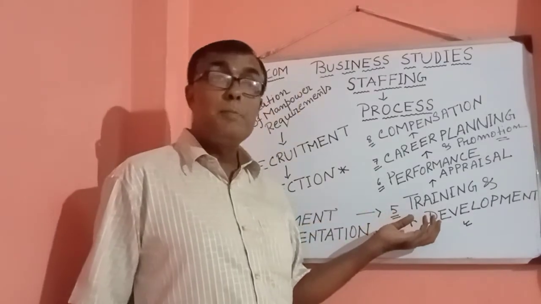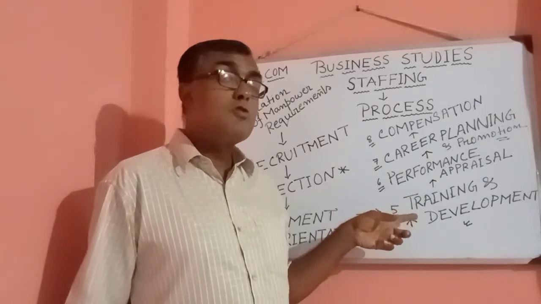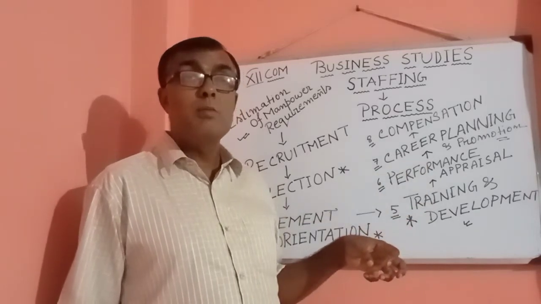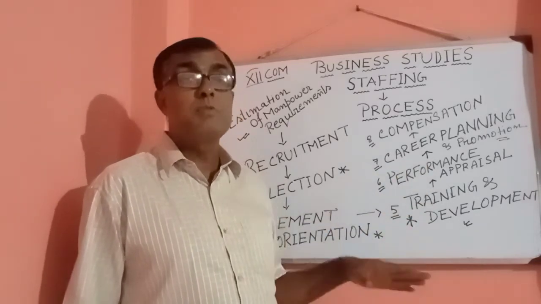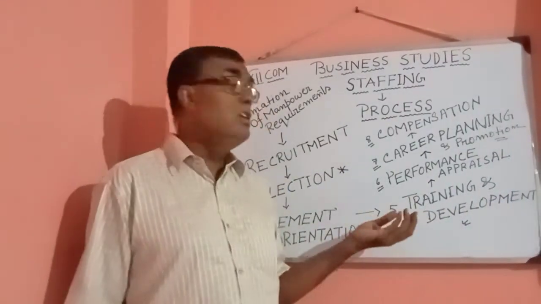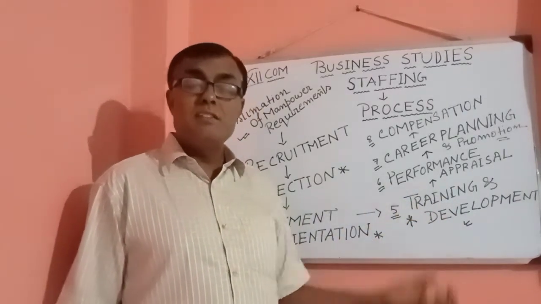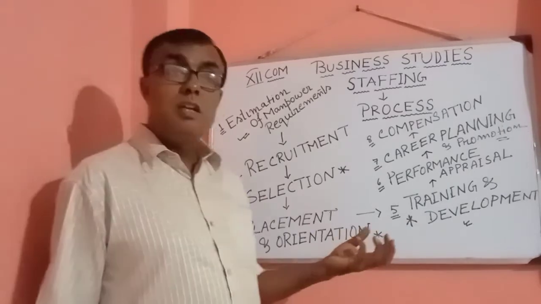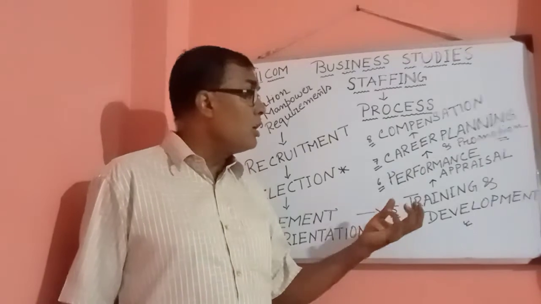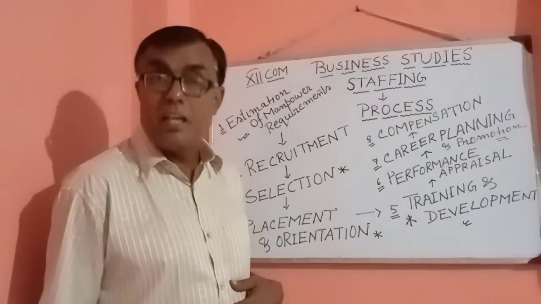After this, very much important, training and development. As a human resource manager, you should provide the proper training program. There are different types, on-the-job training, off-the-job training. You know very well that training ultimately leads to development. Training can enhance the skill of the employees, which ultimately increases the productivity of the organization. With the help of that, the organization can achieve its goal.